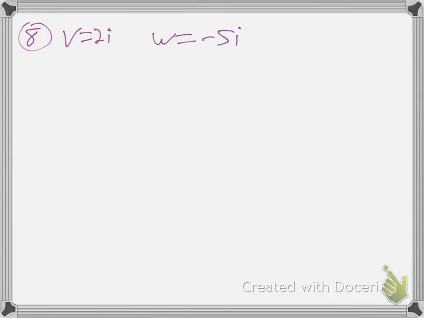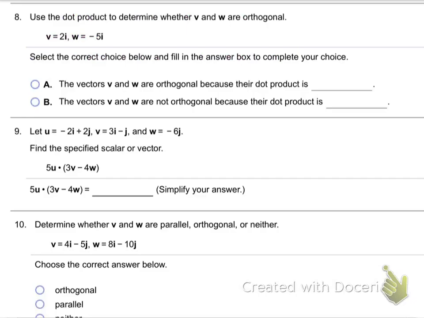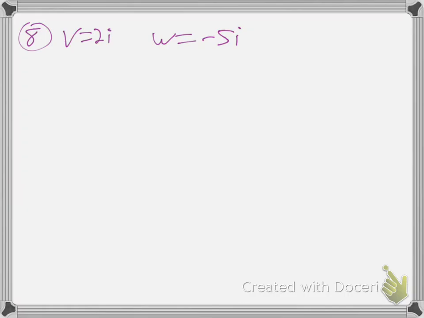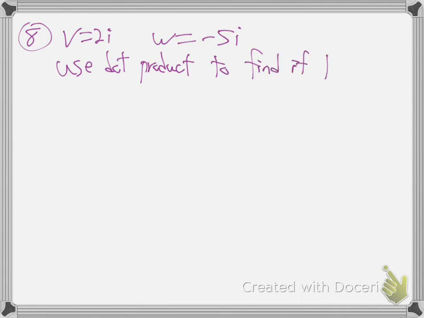Okay, so they want the dot product, right? They say, use the dot product to determine if they're orthogonal. That's right. What's orthogonal mean? 90 degrees. Just a fancy word for perpendicular, right? So I want to use the dot product to find if they are orthogonal.